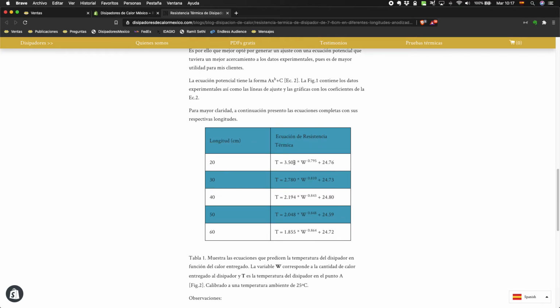The behavior that is most clear from these equations is that the coefficient A has a monotonic decrease in value as the length increases, which means that the thermal resistance decreases. And therefore, the temperature will be lower for the same amount of heat given to the heatsink.